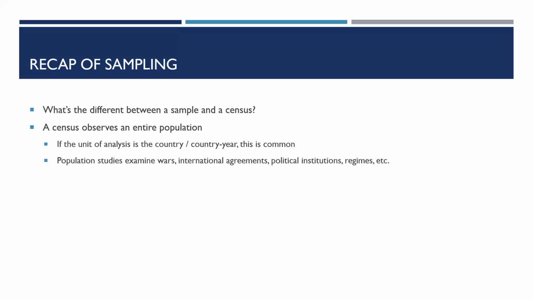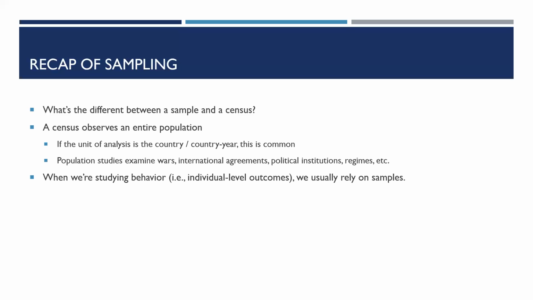Population of people. This is certainly the case if we're doing survey research, but if the unit of analysis that we're interested in is the country or the country year, as is common in a lot of institutional research in comparative politics, as well as in international relations, depending on how you define the population, it's entirely possible to observe and analyze the entire thing. So, population studies often examine things like wars, international agreements, political institutions, regimes, but when we're trying to observe people, this gets a little trickier.